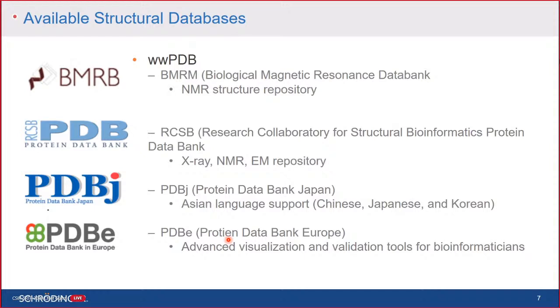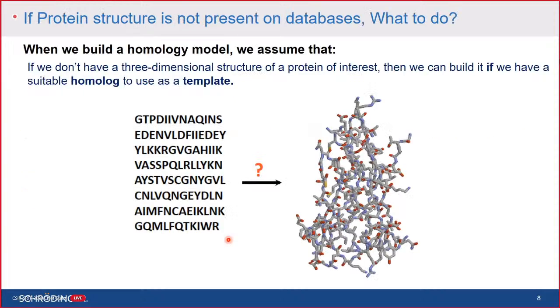So don't forget to browse through those databases before proceeding for homology modeling studies of your target protein. So the question comes: what if we don't have a structure of your protein, if you don't find it anywhere else? What can you do? Is it possible to build a structure of the protein? The usual answer will be yes.